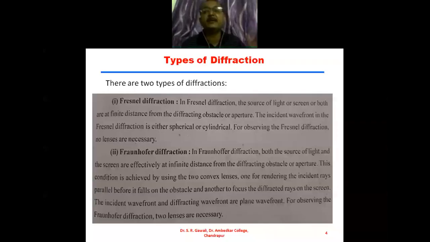In any diffraction phenomenon, there are three main components. On the left hand side there is a source of light. Then there is a diffracting obstacle or aperture in the middle, and lastly to the right of that there is a screen. In Fresnel diffraction, the source of light or screen or both are at a finite distance from the diffracting obstacle.